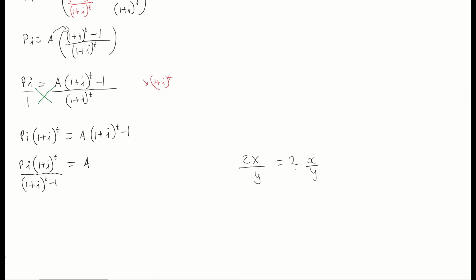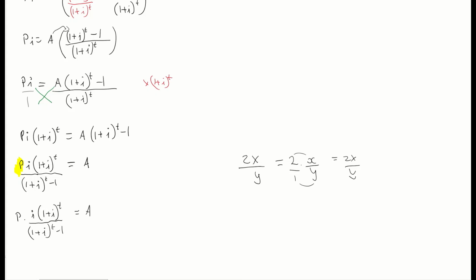That's the same thing, because 2 over 1, top by top, bottom by bottom, gets me back to 2x over y. So all I'm going to do here is factorize out that p. If I factorize out that p, it becomes p times I times (1 plus I) to the power of t all over, but I'm not putting the p as part of the fraction because that's the way they wanted the formula to be written. Minus 1 is equal to a.